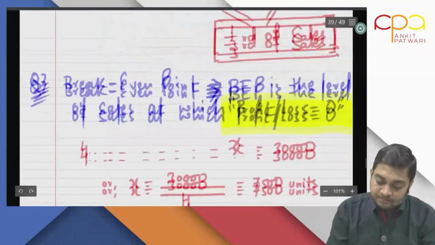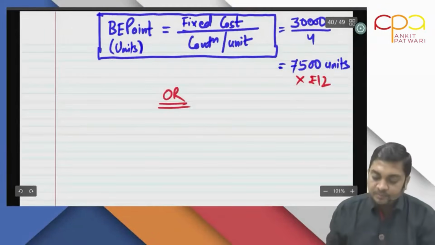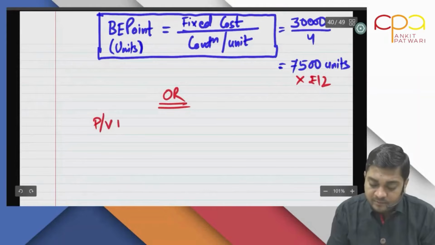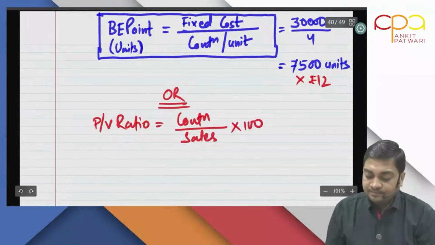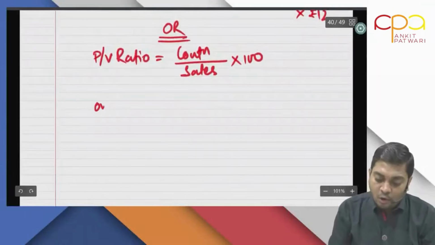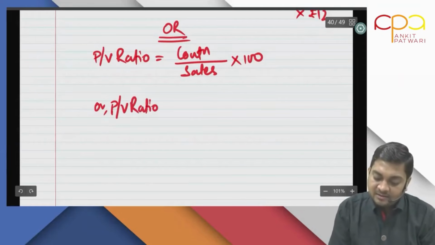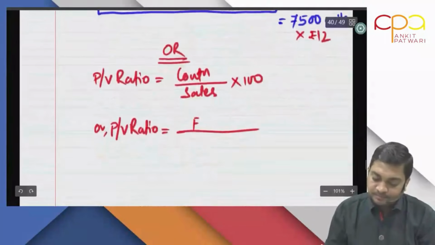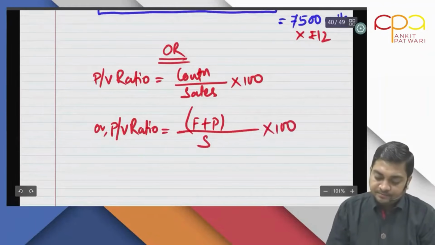There is another way out. What is that way out? We know that profit volume ratio is what? Contribution by sales into 100. Or we can say that contribution is fixed cost plus profit, by sales into 100.